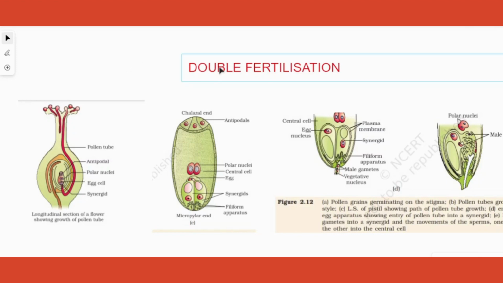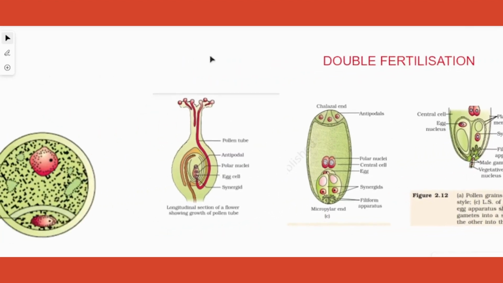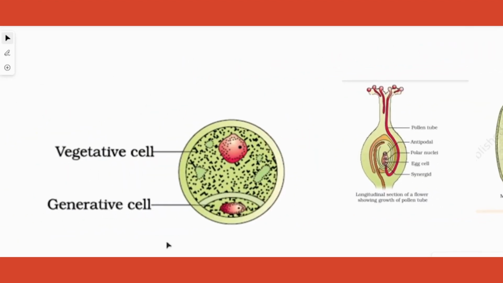Okay, so what is meant by double fertilization? To know what is double fertilization, let's recap and remember what is the structure of pollen grain. So I hope you remember pollen grain is not a cell. Instead, pollen grain is a gametophyte having the gamete. I hope you remember that.